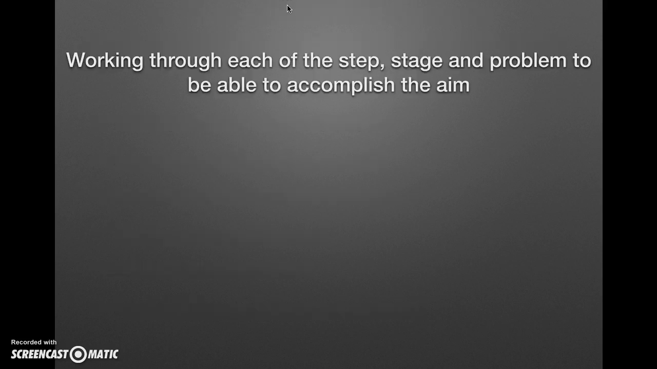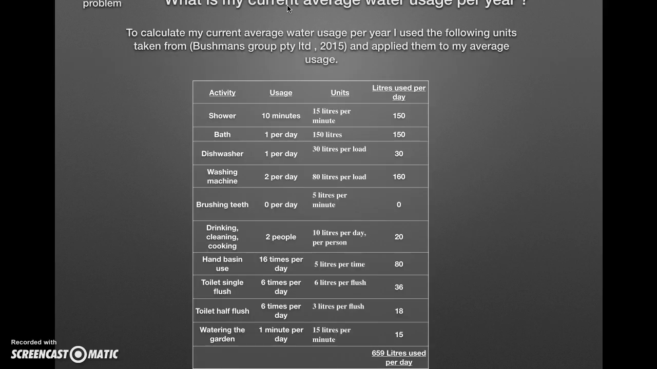Working through each of the steps, stages, and problems to be able to solve and accomplish the aim. What is my current average water usage per year? To calculate my current average water usage per year, I use the following units taken from Bushman Group Limited and then applied them to my average water usage. Using the information gathered on water usage and placing it in the table made it easier for us to calculate our water usage. To get our water usage, we will times the usages by the units given, as you can see.